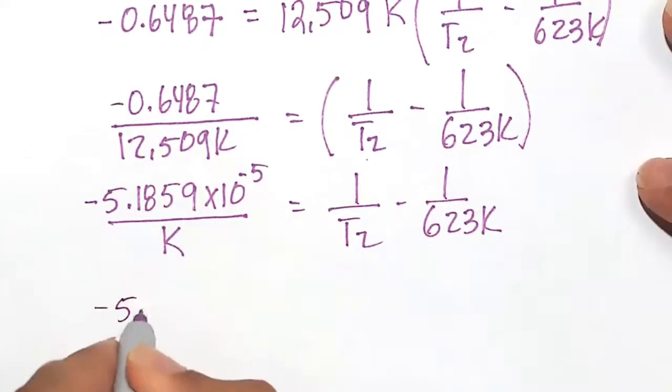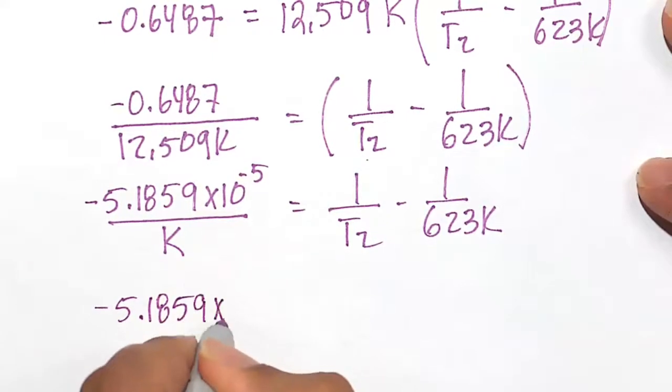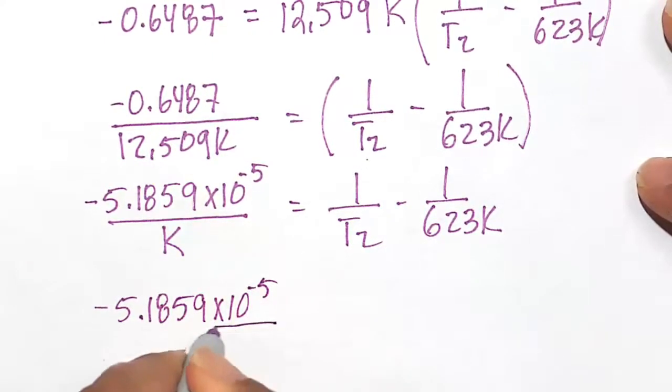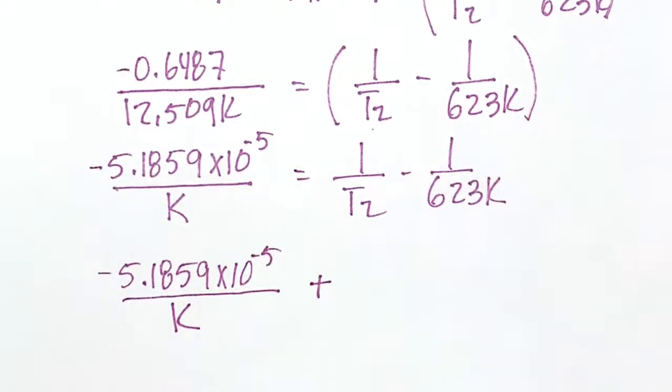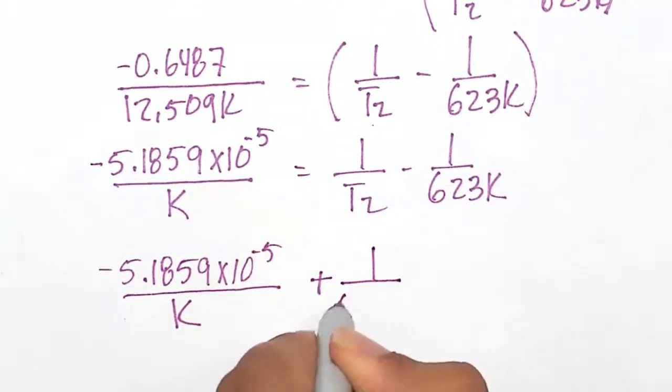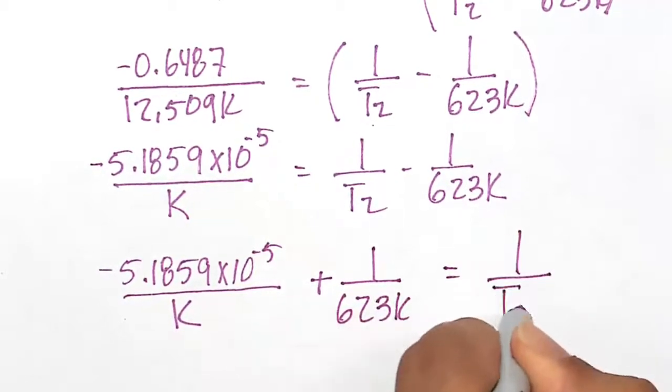So minus 5.1859 times 10 to the minus 5 divided by K plus, remember I'm taking this and moving it to the other side, plus 1 over 623K is equal to 1 over T2.